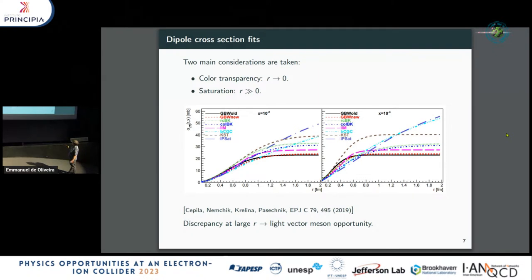So it is interesting that with the light vector meson, we can look at a bit larger R, and maybe we have some opportunity to test the different dipole cross-sections.